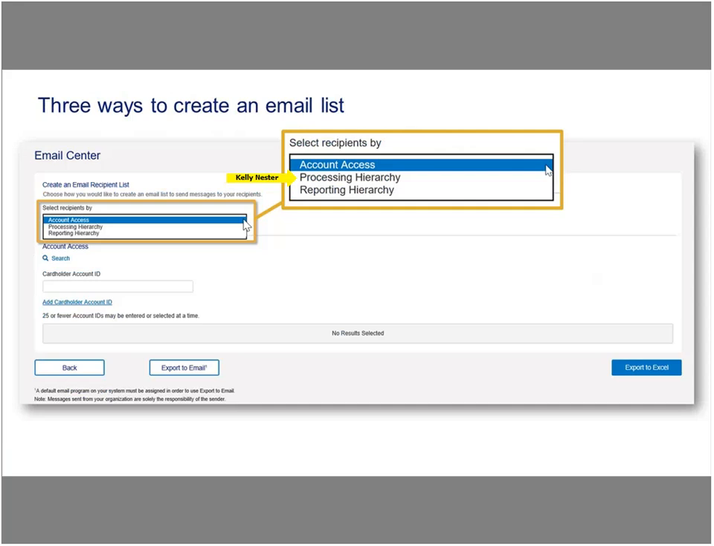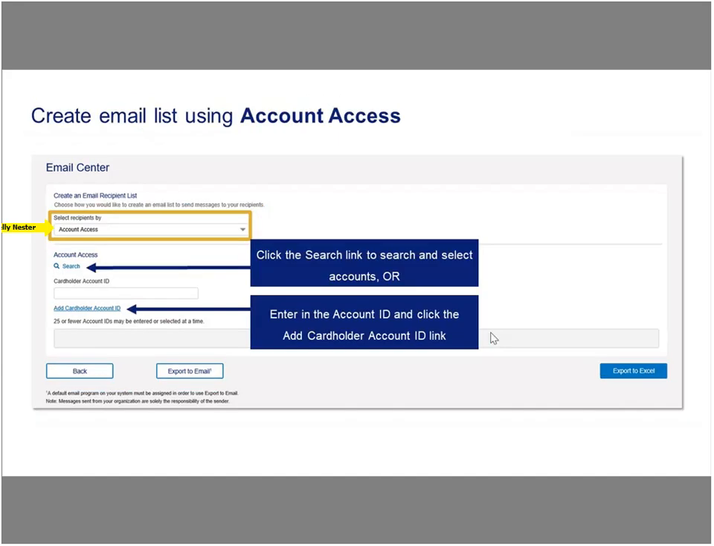So once you've made your selection, we'll look at the account access first. So this is our drop-down box, and then we can do an account search, or we can put in the account ID if we know it, and then your selected accounts will appear down here at the bottom. And you can choose up to 25 for each export.